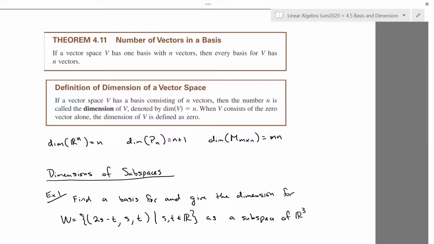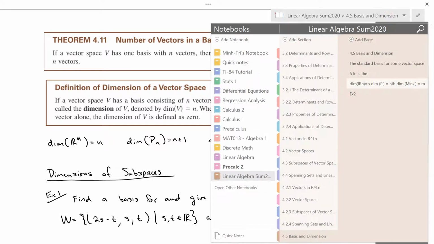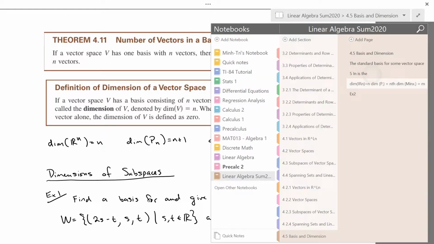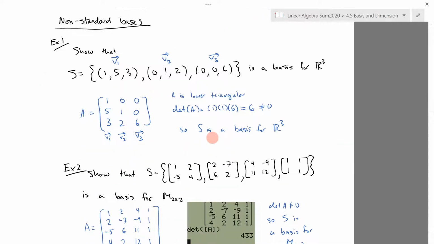Okay, so what that means is that once you know what the dimension of a particular vector space is, if your given set does not have the correct number of vectors, then it can't possibly be a basis. So in these two examples from the previous page, if this set S did not have three vectors, then it can't possibly be a basis. But because S does have three vectors in R3, it may or may not be a basis, and so we can verify it using the determinant.